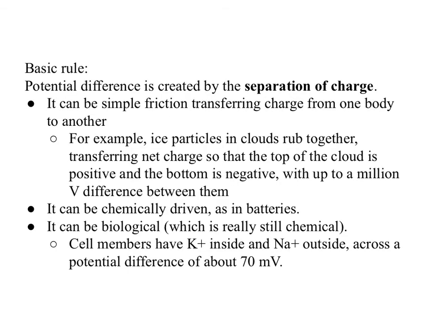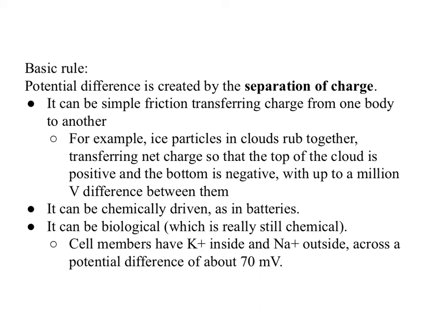The basic rule is that the potential difference is created by the separation of charge. If we take two charges and we pull them apart, then we create a potential difference between them. How do we pull them apart? Some sort of mechanical or chemical system, right? It can be simple friction, transferring charge from one body to another. As an extreme but interesting example, ice particles in clouds will often rub together, transferring net charge, so that the top of the cloud ends up being positive and the bottom ends up being negative, and they can build up to maybe 1,000,000 volts of potential difference between them. And then when that voltage difference between there and the ground gets too large, at some point the air will break down and charge will flow.